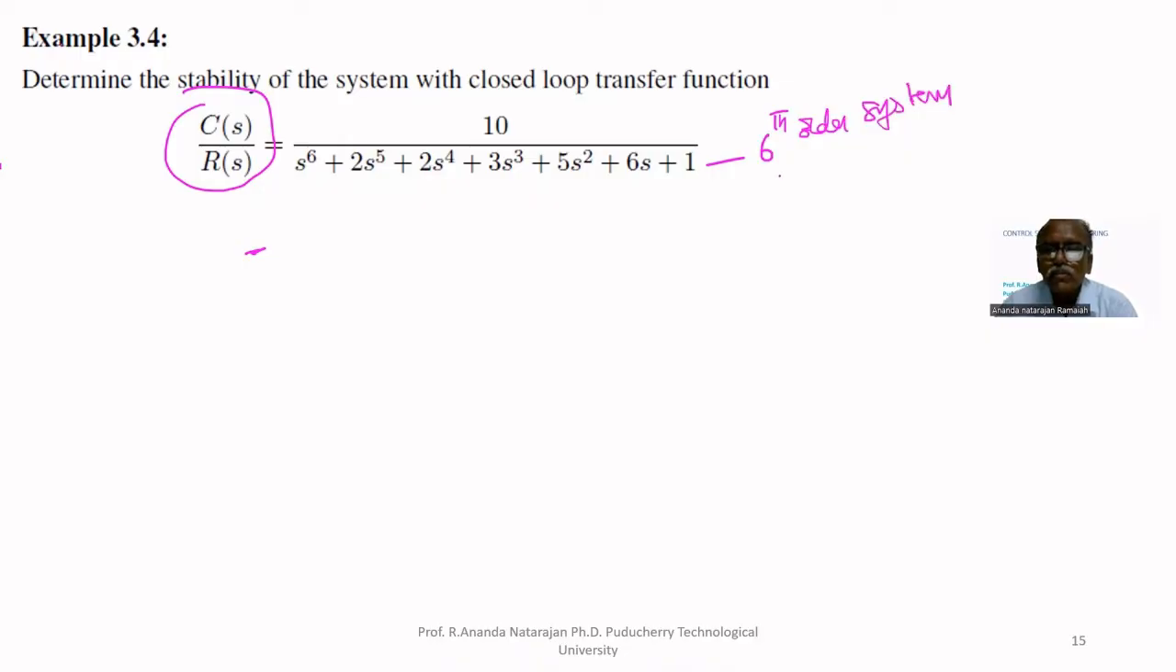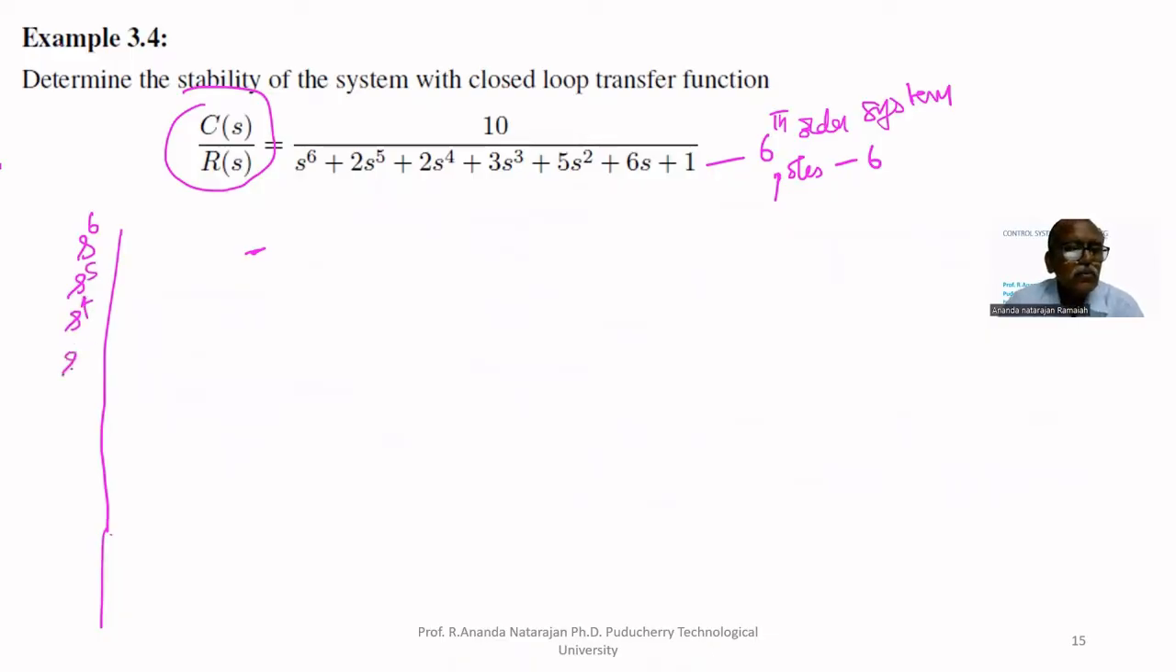Number of poles: 6. So we have to find the location of poles. S power 6, S power 5, S power 4, S cube, S square, S power 1, S power 0. 7 rows we have to find. The first 2 rows we can obtain from the polynomial.